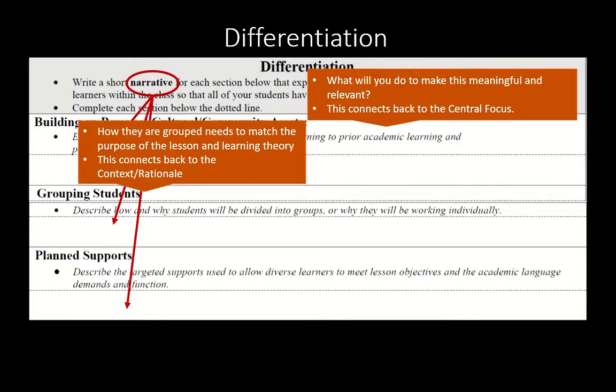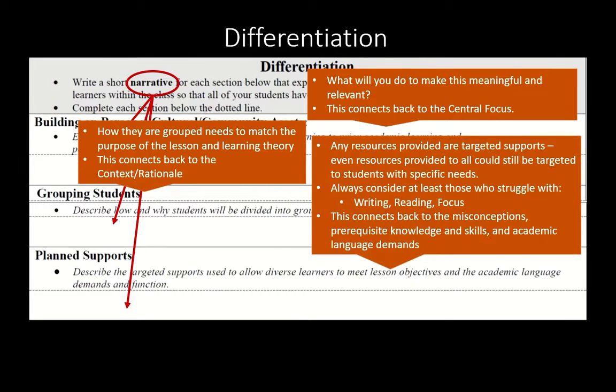You have to have a reason to group the students. It could be random. That's okay if that supports the purpose of the lesson and the learning theory you referenced in the context and rationale. I told you we'd come back to that. Describe the groups you're using and why and how that supports their learning, or explain why they need to work individually, though I suspect they won't work alone for the entire lesson.